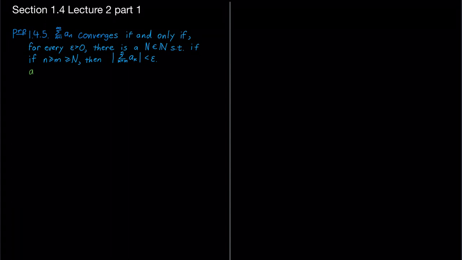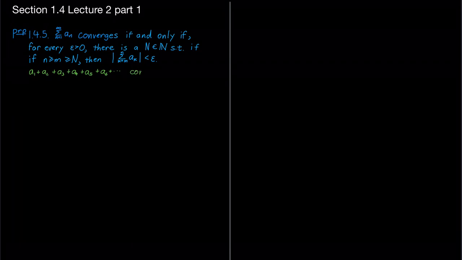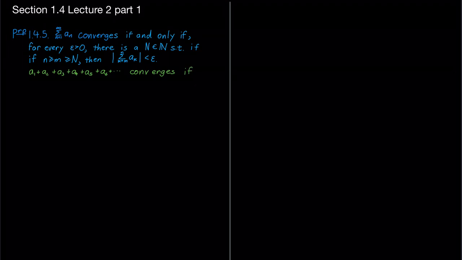So the idea is that A1 plus A2 plus A3 plus A4, this thing converges if you can get chunks out of the middle, sums that look like this, where I'm grabbing three of them, if we can ensure that those blocks sum to sufficiently small numbers just by saying that we're starting on the left far enough over. So let's prove this.